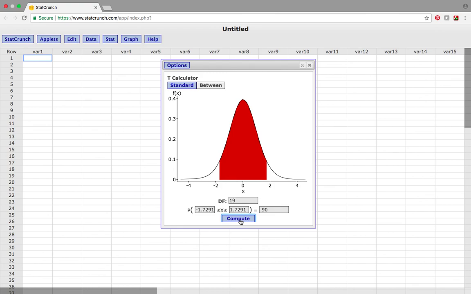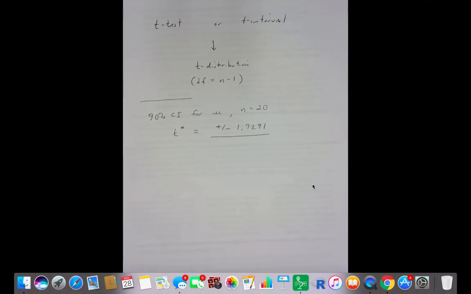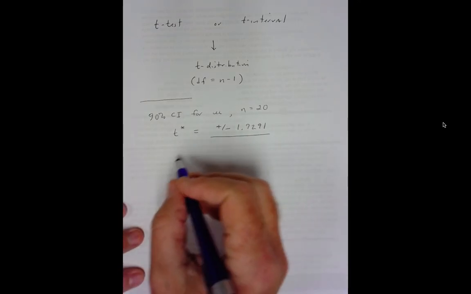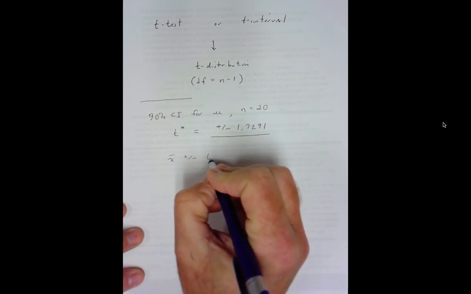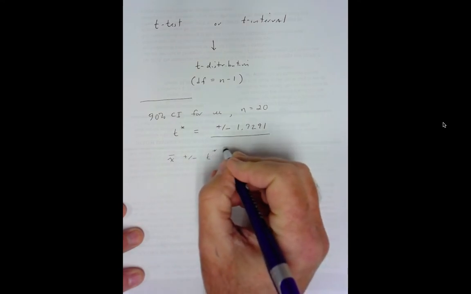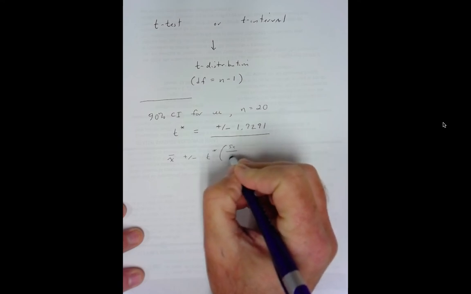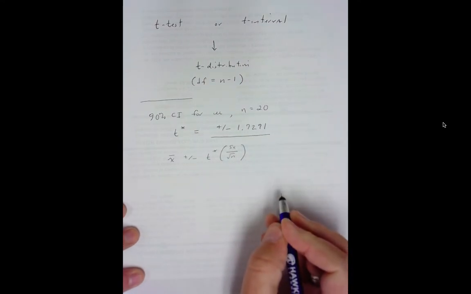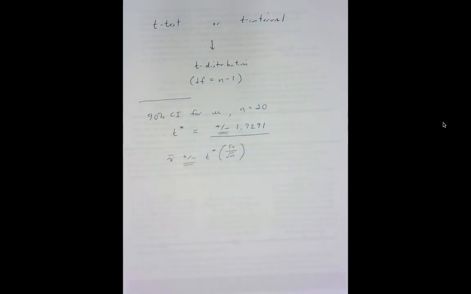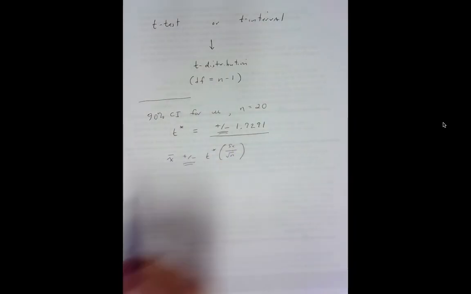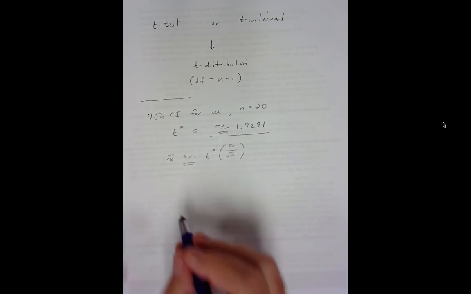1.7291. Now, we put the plus or minus there because in the confidence interval formula, we have x bar plus or minus this t critical times the standard error. And you can see the plus or minus goes with that t critical just because of the formula.